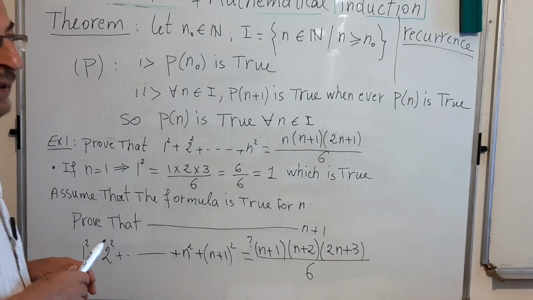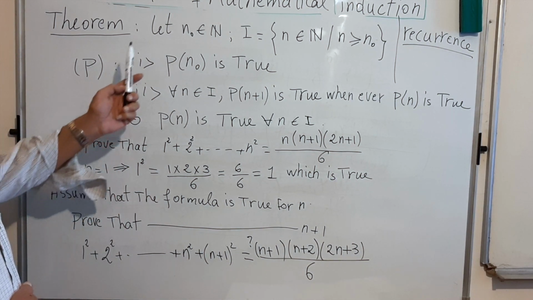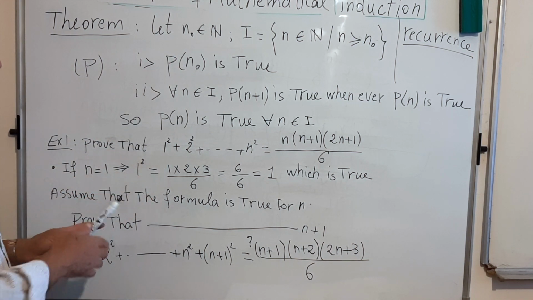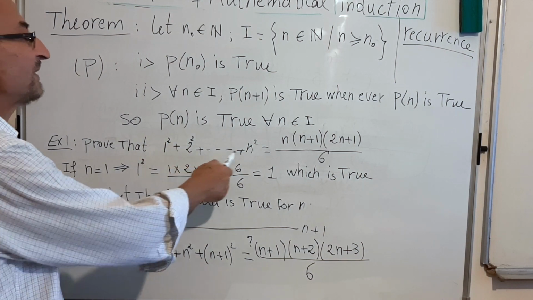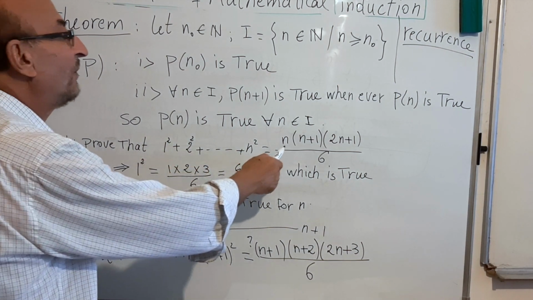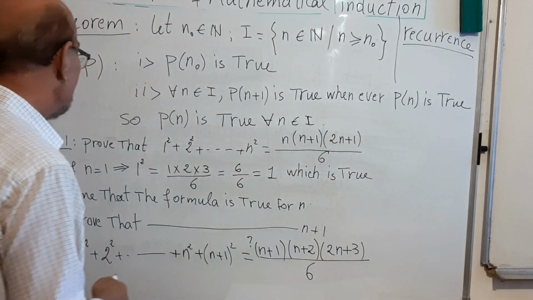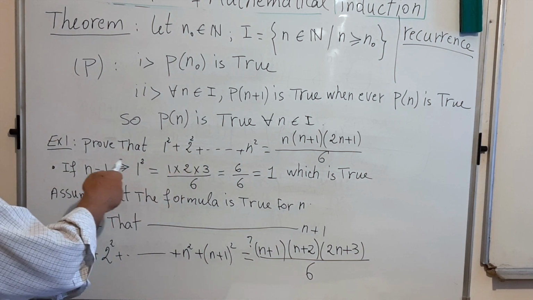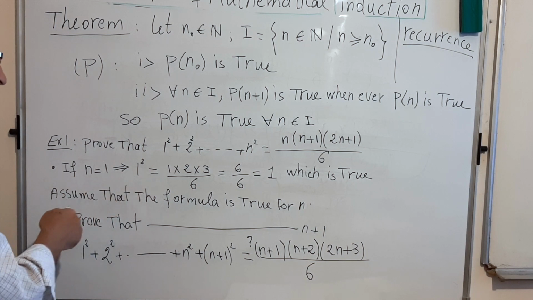Method by a recurrence or mathematical induction. Exercise 1, prove that 1 square plus 2 square plus etc. plus n square equal n times n plus 1 times 2n plus 1 over 6. We try the formula for some values, n equal 1, n equal 2.